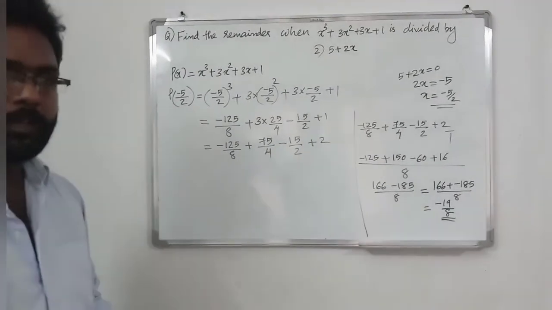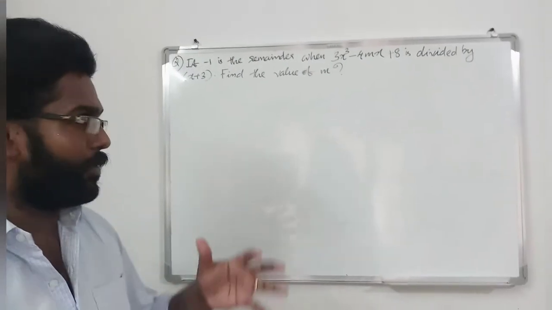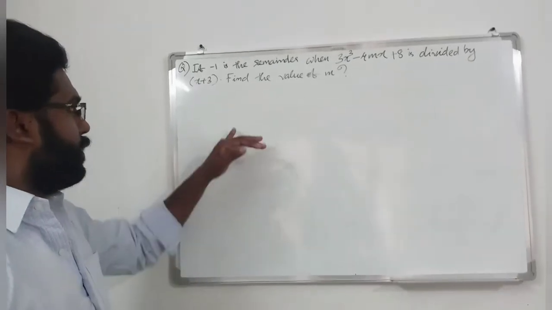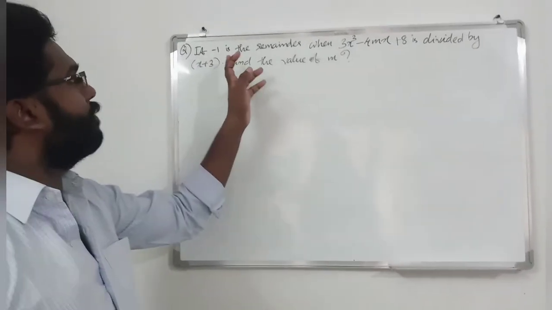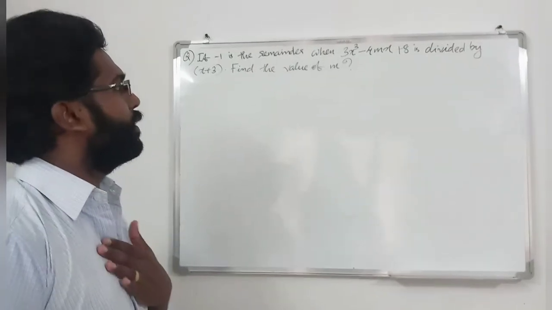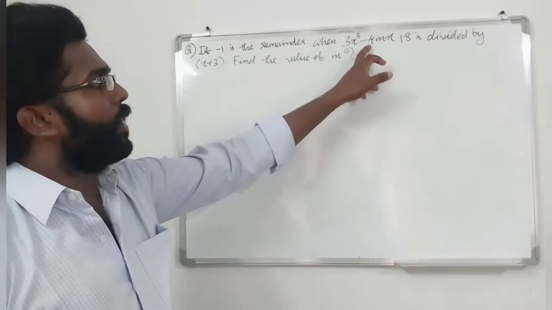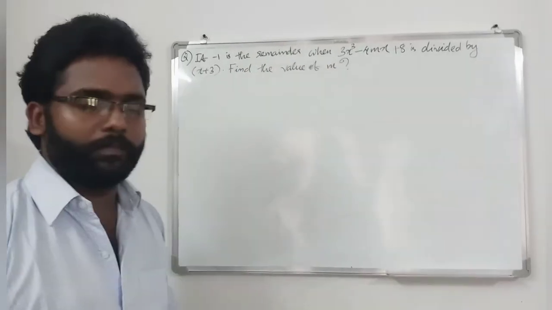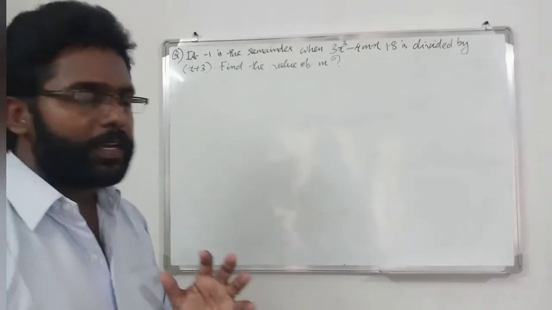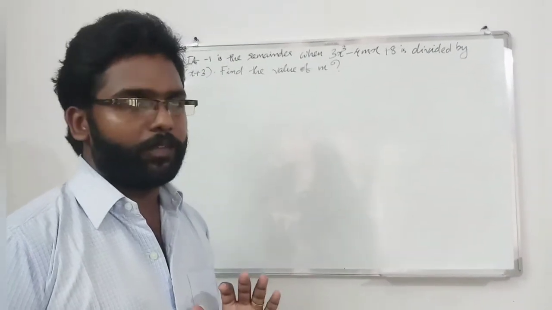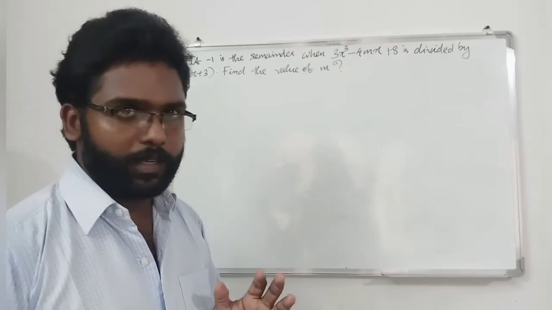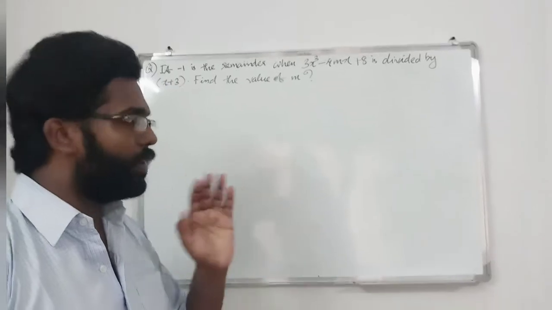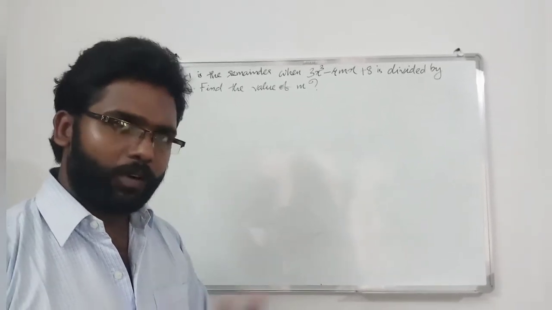There are so many application level questions about remainder theorem, factor theorem, and so on. This is one application level question. If minus 1 is the remainder when 3x cube minus 4mx plus 8 is divided by x plus 3, find the value of m. At first, you understand the problem very well. If you understand a question very well, half of the problem is solved.